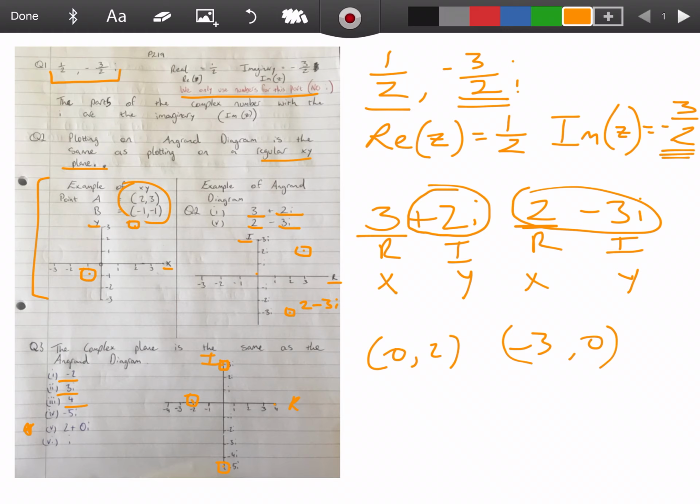2 plus 0i, same idea. I'm going across the 2, and then I don't have to go up and down on the imaginary part, so part 5 is there. On the line as tight as you can, and then i on its own, again, no real part, so just up to 1i, or i on its own, and you plot like that.